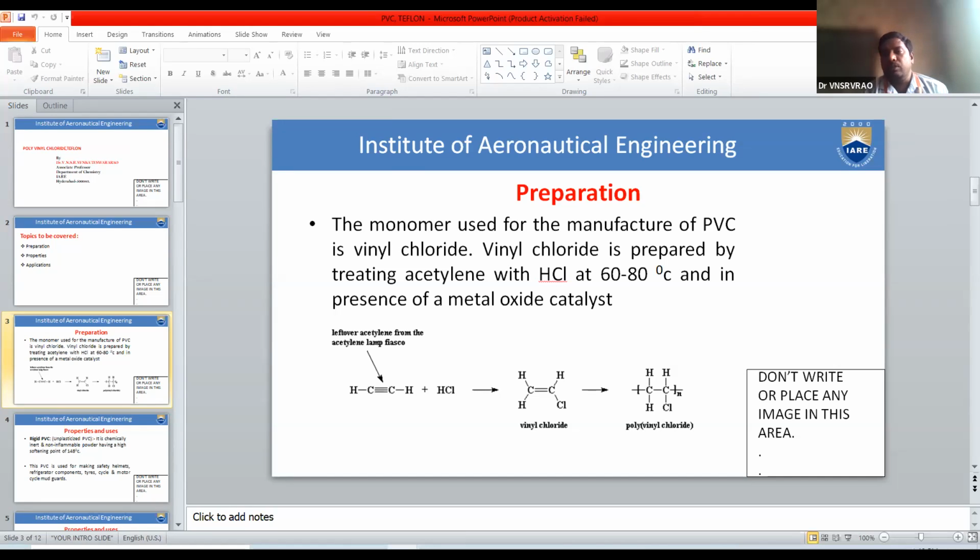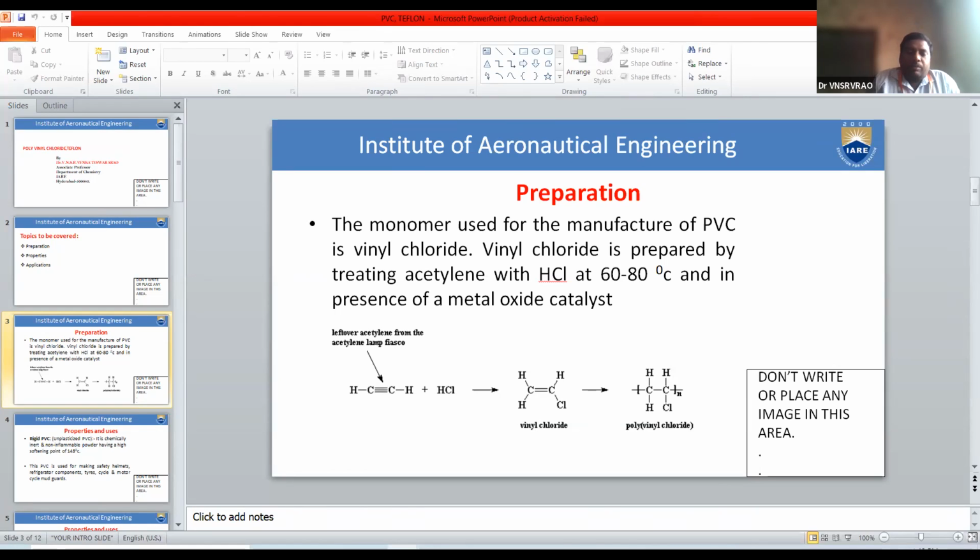And I think you know about the catalyst. A catalyst is a substance which enhances the rate of the reaction. Rate means decreasing the concentration of reactants with respect to time, or increasing the concentration of products with respect to time. Okay, so this is about the working efficiency of a catalyst.